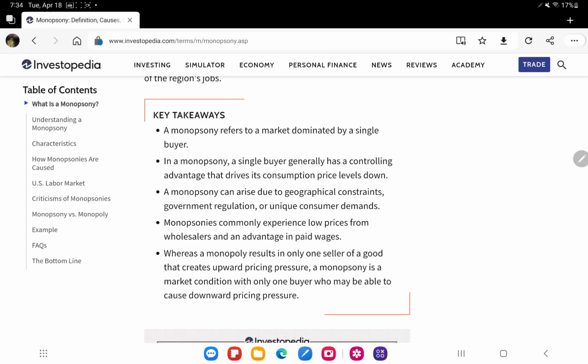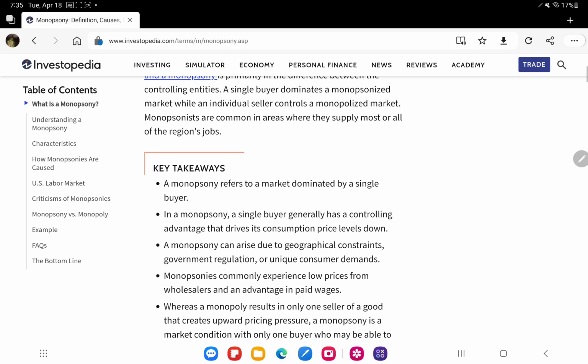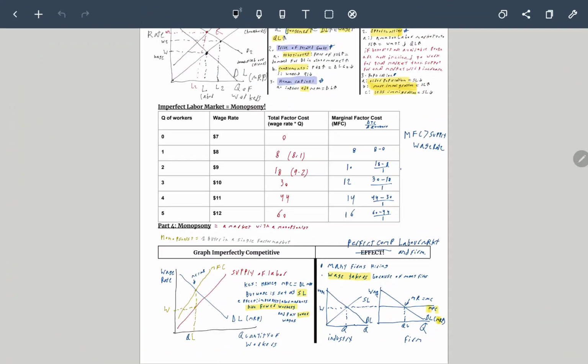So, monopsonies commonly experience low wages from wholesalers and an advantage in the wages they pay. So they pay low wages and get low prices. Okay, that's what monopsonists do. They're like a buyer's advantage. All right, that makes sense.